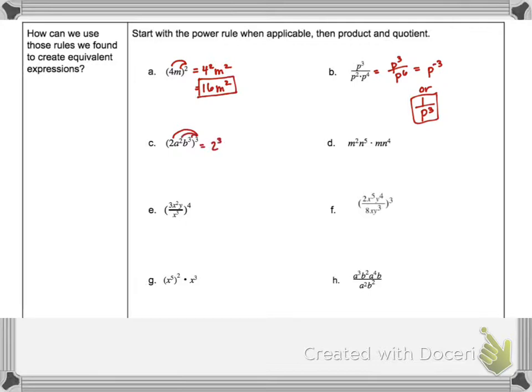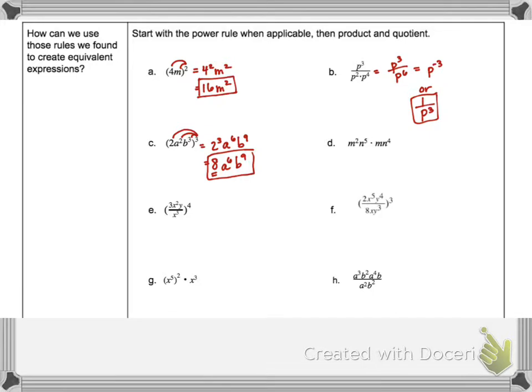Next, if you distribute that 3 into each of those, you get 8, a to the 6th, b to the 9th. Remember, 2 to the 3rd power is not 6. It's not 2 times 3. It's 2 times itself 3 times. So 2 times 2 times 2 gives me 8.